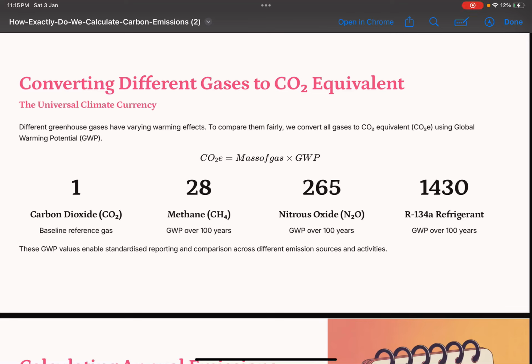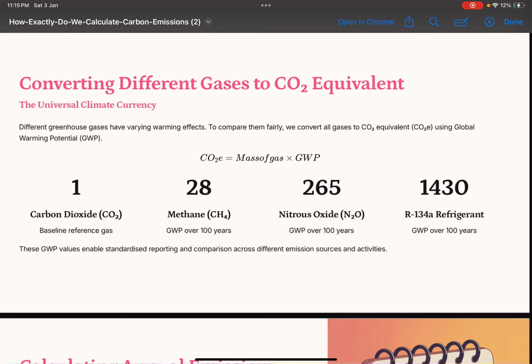Friends, let's continue our discussion on carbon accounting. We would be talking about a very interesting concept which is known as CO2 equivalent or carbon dioxide equivalent, and I have named it the CO2 equivalent as the universal climate currency.